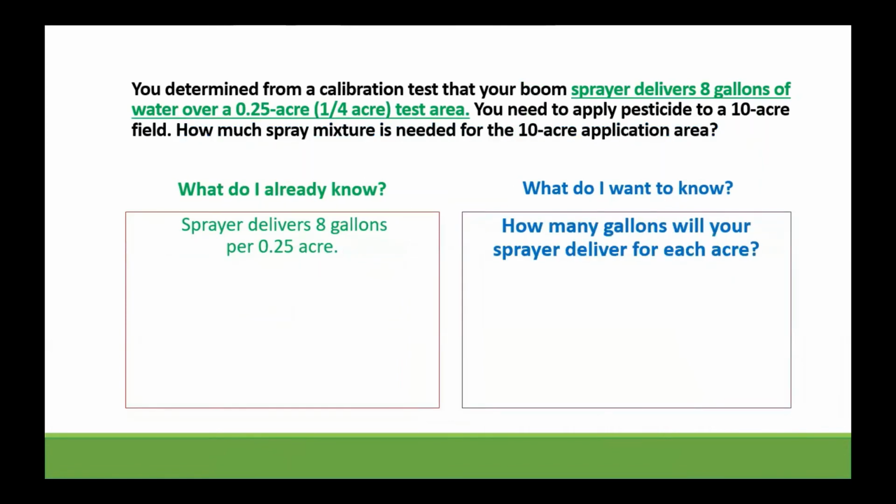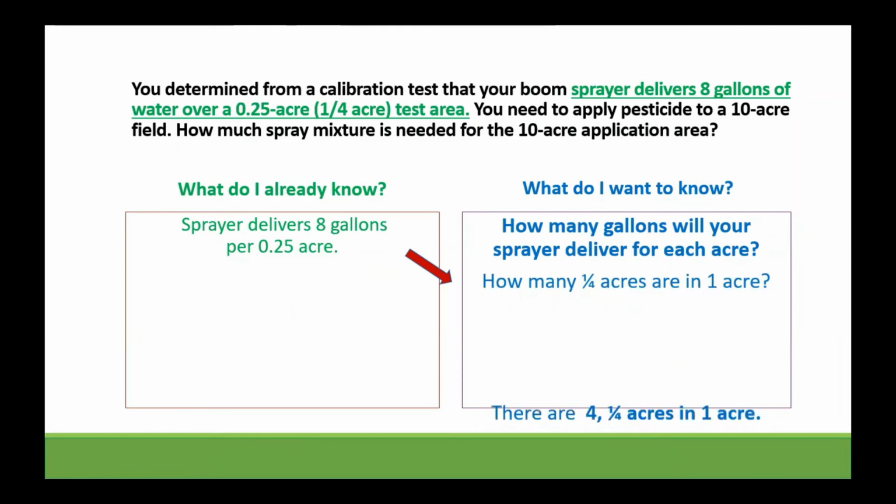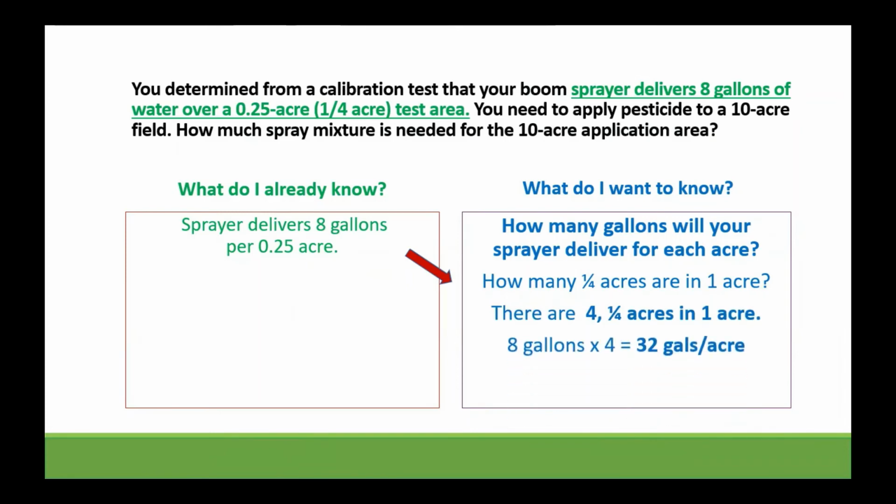Let's break it down a bit more by finding out how many gallons your sprayer will deliver for 1 acre, which will then make it very easy for us to determine how much is needed for a 10-acre area. You know your sprayer delivers 8 gallons for a 1/4 of an acre. We want to know how many 1/4s of an acre there are in 1 acre. There's 4, 1/4 of an acre in 1 acre. So we're going to multiply the 8 gallons by 4, and that will tell us that we need 32 gallons per acre.